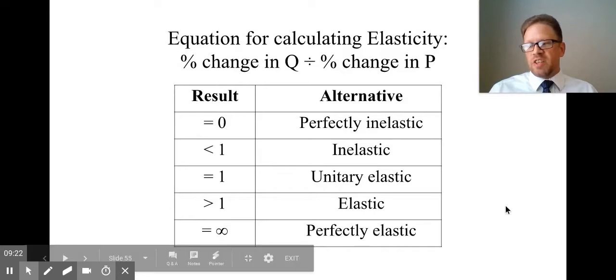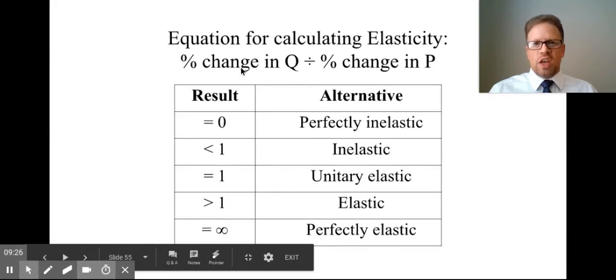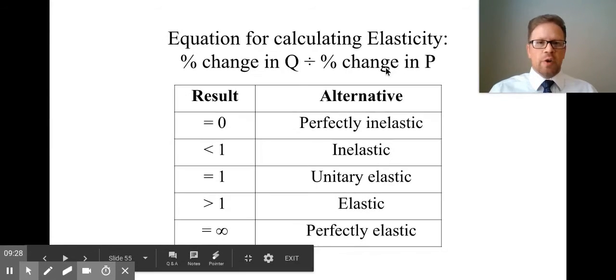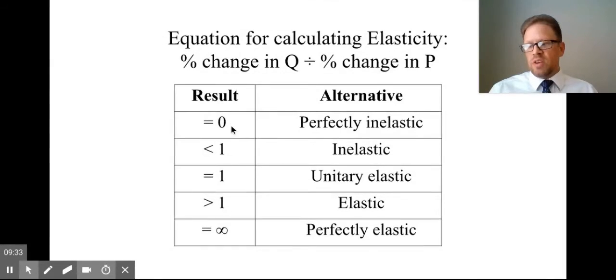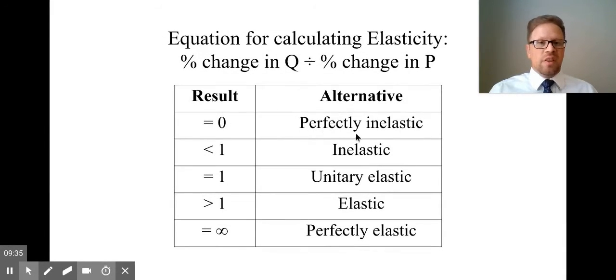Now, price elasticity can actually be calculated using this equation. You take your percent change in quantity divided by your percent change in price. If your answer is equal to 0, that's considered to be perfectly inelastic, meaning the quantity does not change at all. If your answer is something less than 1, it's considered to be inelastic.